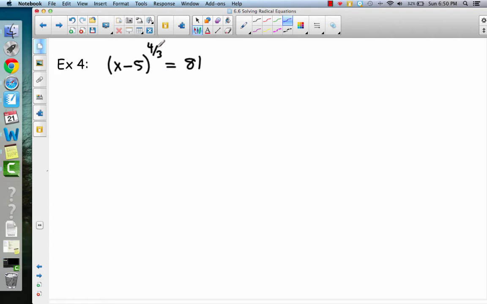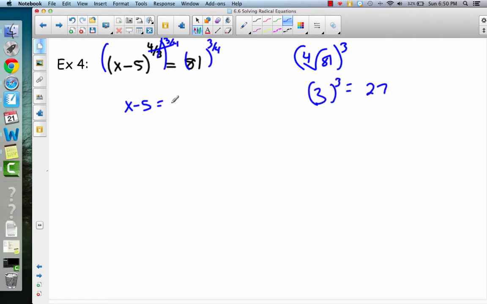Well, I want to get rid of the 4/3, so I'm going to take it to the 3/4 power. So to the 3/4. My exponents on the left cancel, and I'm left with x minus 5. And then, of course, I can use my calculator. Remember, this is the 4th root of 81, all to the 3rd power. So what to the 4th power gets us 81? That gets us 3. And then 3 cubed gets us 27. So we get x minus 5 equals 27, and then add 5 over. So x is going to equal 32. Always check your answers, see if it works. And then you're good to go.